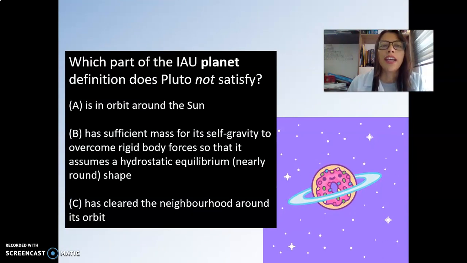Which part of the IAU planet definition does Pluto not satisfy? A. It is in orbit around the sun. B. Has sufficient mass for its self-gravity to overcome rigid body forces. C. Has cleared the neighborhood around its orbit. What do you think is the answer?